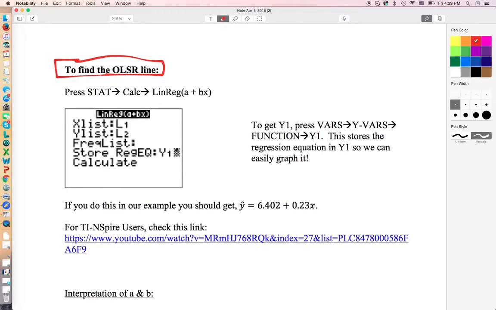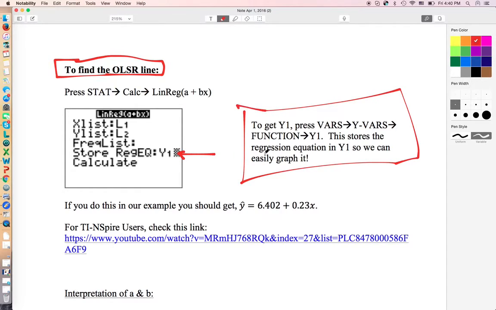You can ignore this part. And I like to insert this Y1 here. The reason why is because it's going to store the regression equation that you come up with in Y1, which is really great because then you'll be able to graph your regression equation and see how it fits the data, just by pressing the graph button. Otherwise, you got to do a lot of rounding, and then you got to type in complicated equations into your y equals menu. So it's good to get in the habit of adding this Y1 here. And over here, I give you the instructions for how you do that. Vars, Y-Vars, Function, Y1, and it will do that. And then you just click on calculate, and you get your regression equation.